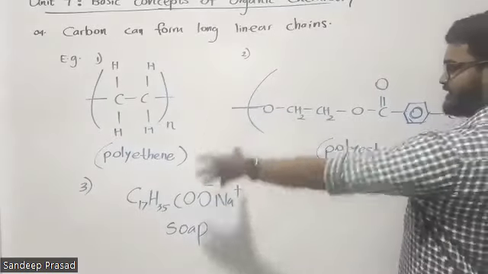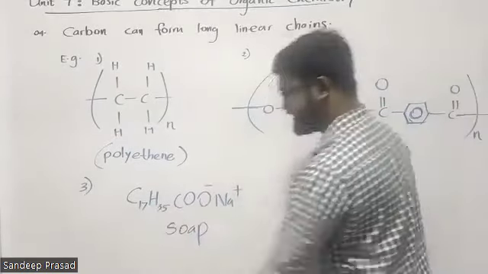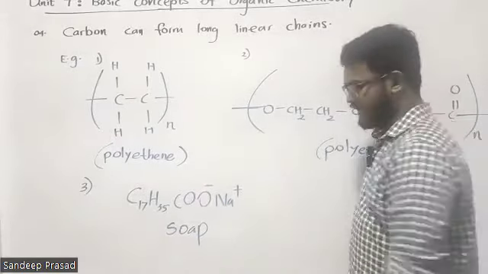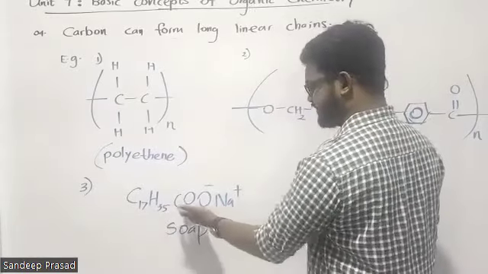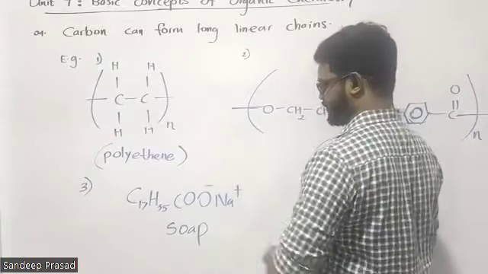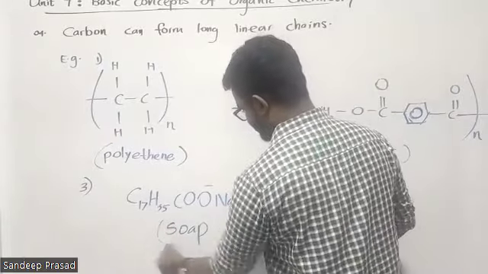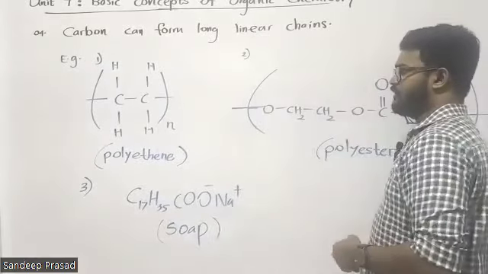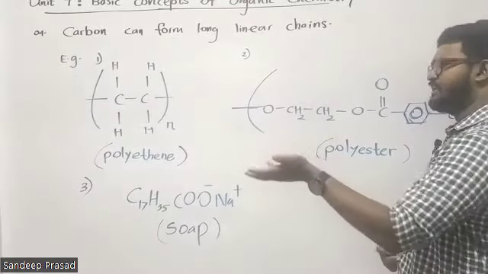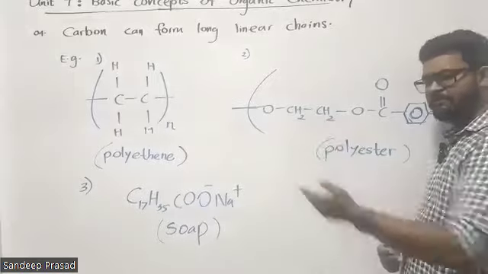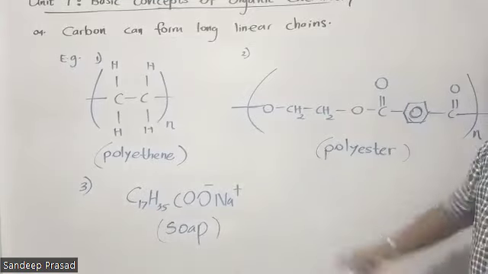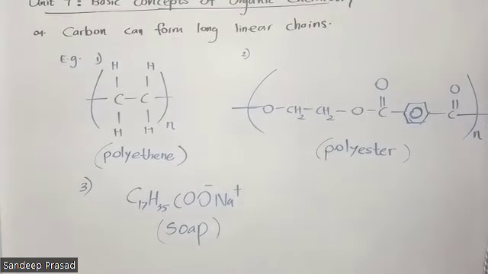These are polymers, students. C17 means how many carbon atoms are there? 17 carbon atoms and 35 hydrogens are there. And after that again we have a carbon atom. So this is a long linear chain. Soap is also one example that shows carbon has long linear chains. This is the reason I told you carbon has so many compounds. They can form long linear chains. Quickly write down these three examples.